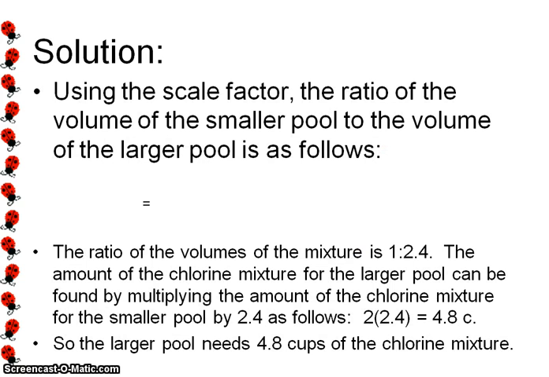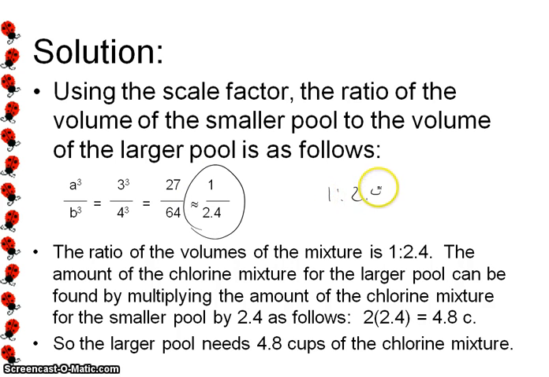So I would use the scale factor, and the ratio of the volume of the smaller pool to the volume of the larger pool is as follows. Once again, a cubed to b cubed, if it was a 3 to 4 ratio, that makes it a 27 to 64 ratio that for the purposes of trying to measure cups, I'm going to simplify to a 1 to 2.4 ratio. So if it's 1 to 2.4 and I'm using 2 cups in the smaller one, I just multiply 2 by 2.4 and I get 4.8, and that's how much I would need to add to that pool.